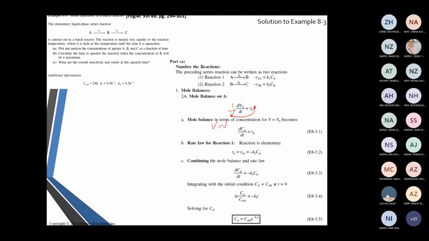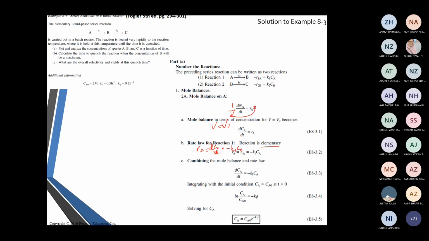V is equal to V0. And then the reaction is elementary. So it follows the elementary reaction order, which is RA is equal to R1 is equal to negative k1 Ca. So this is for k1 first, for A first. Then we have dCa over dt. Just replace it, because RA is equal to dCa over dt is equal to negative k1 Ca.